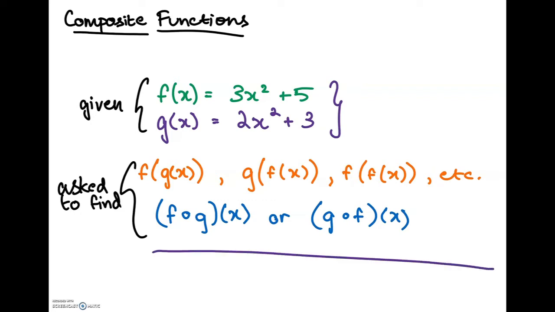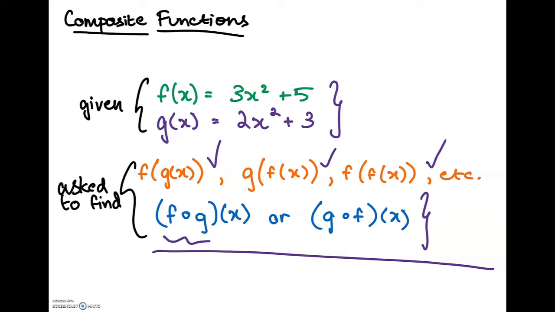And when we're doing composite functions in algebra, you're most likely going to be asked one of these here at the bottom. So you're going to be asked f of g of x, g of f of x, f of f of x, etc. So it could also be g of g of x and so forth. But this can also be represented by this notation over here, where you have f and then a little circle and g of x. So you're basically saying f of g of x and g of f of x.